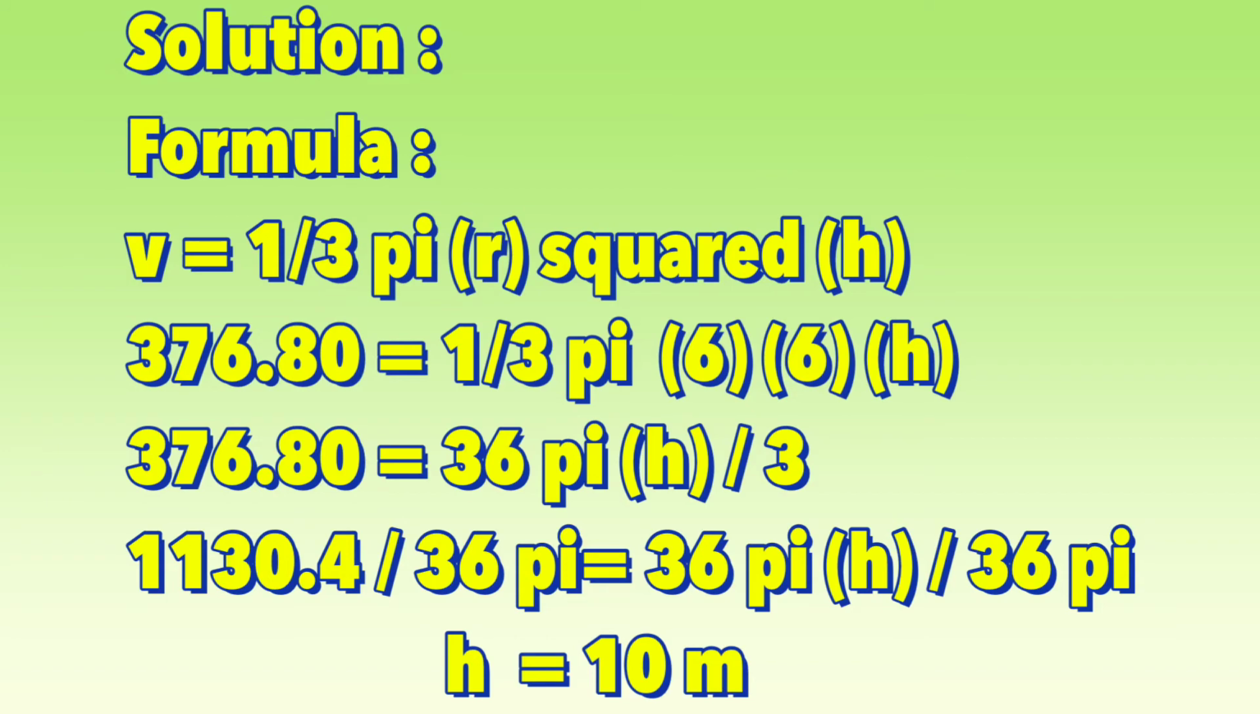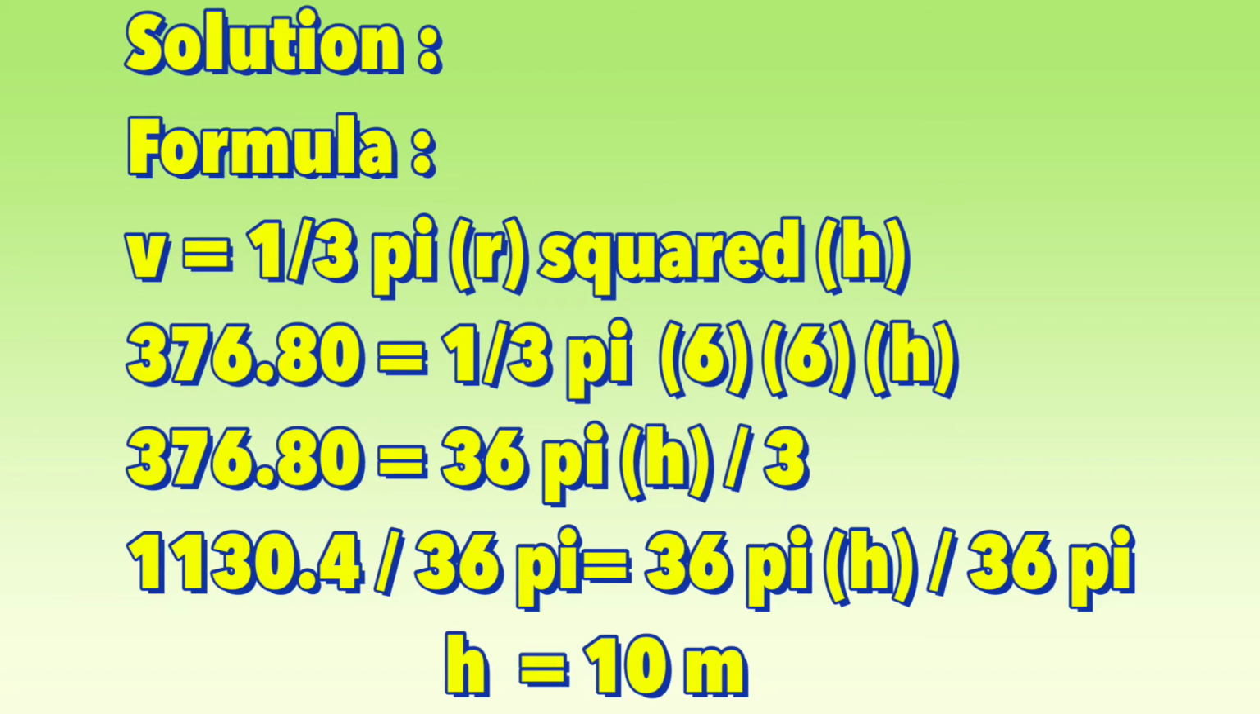And then we have to substitute this into the r squared. It becomes now 6 squared, and the height we don't have, it's not given. So then we have to multiply 6 times 6 equals 36 pi height times 1. So that's why 36 pi height over 3, and we have to copy the volume, the given 376.80.